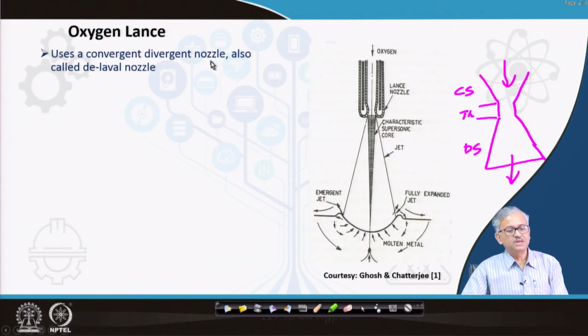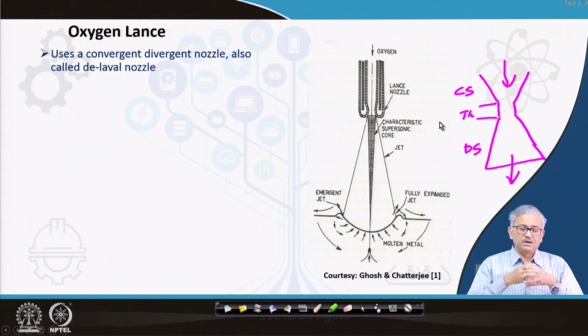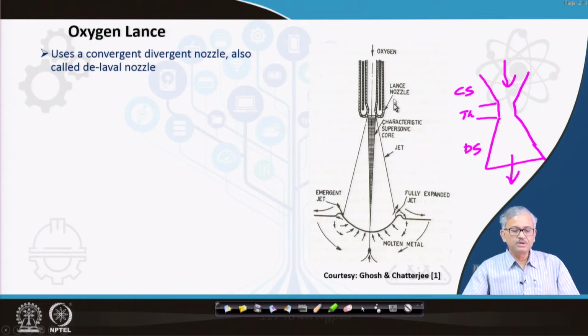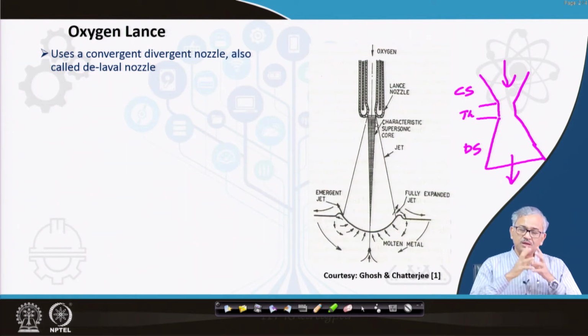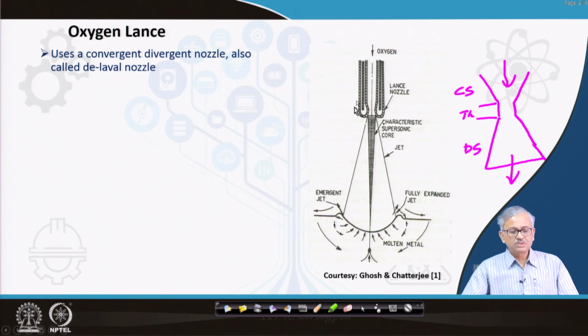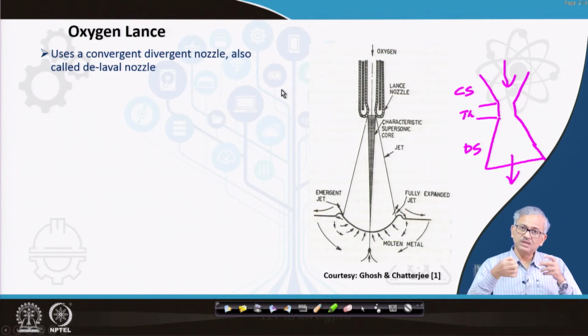So it uses a convergent-divergent nozzle, also called the de Laval nozzle, rather than a cylindrical nozzle, because you can see here a supersonic jet is forming. Basically by a convergent-divergent nozzle we can accelerate the gas to a supersonic speed, that is, a speed greater than the speed of sound, right? That is called supersonic speed. We can push the oxygen at a very high velocity from this nozzle. But if I use a cylindrical nozzle, then I cannot push the oxygen at a very high velocity.